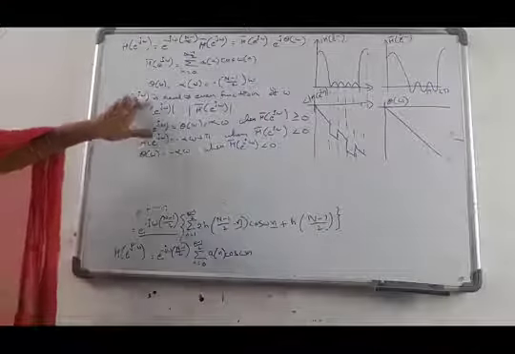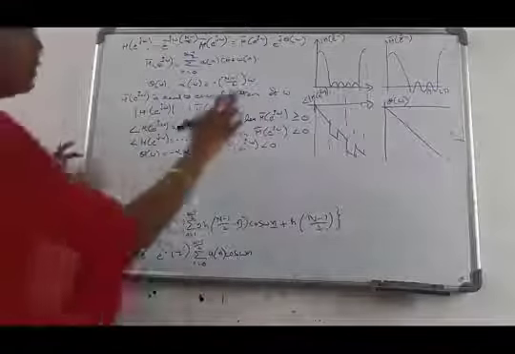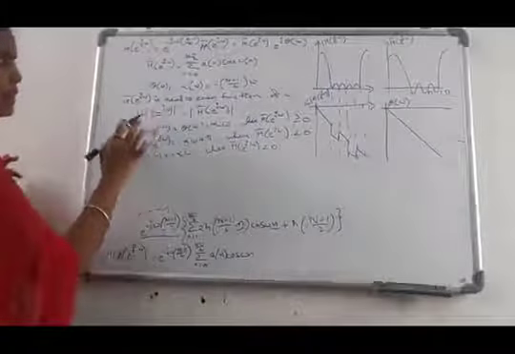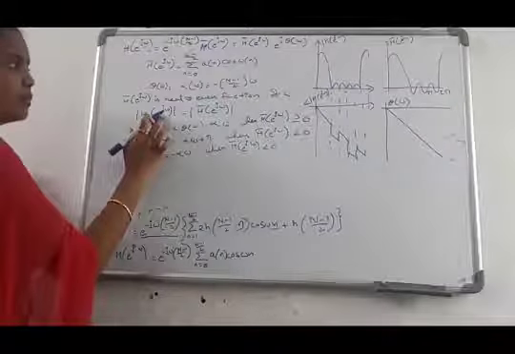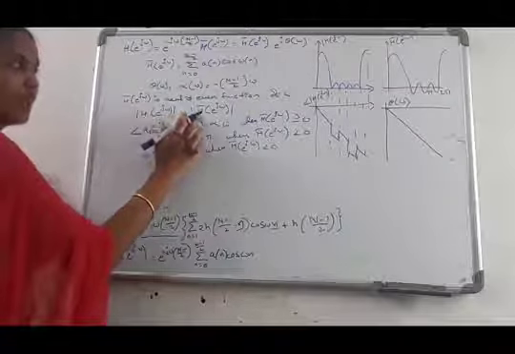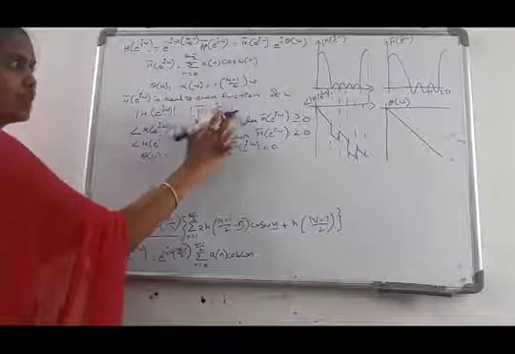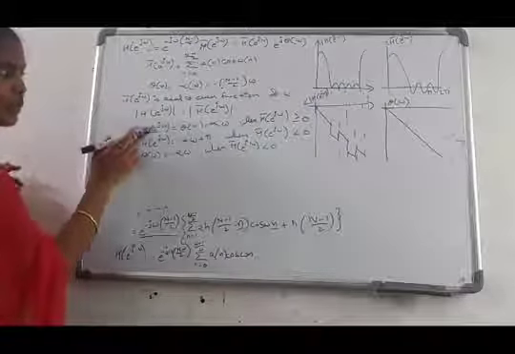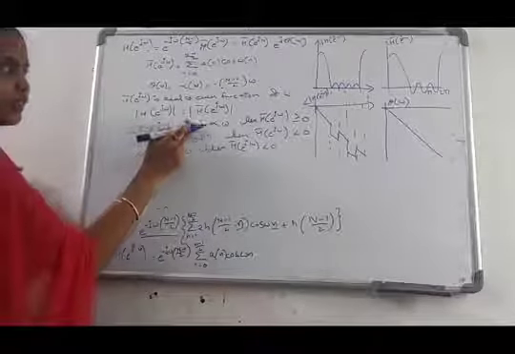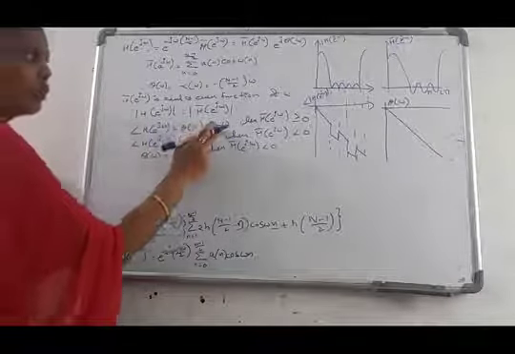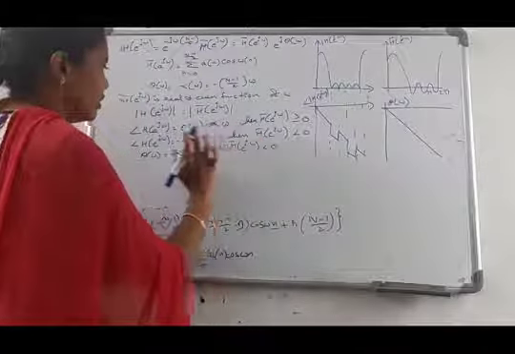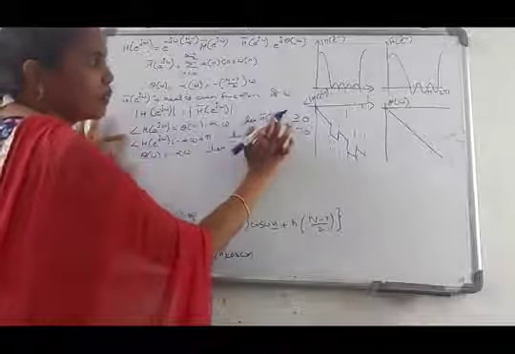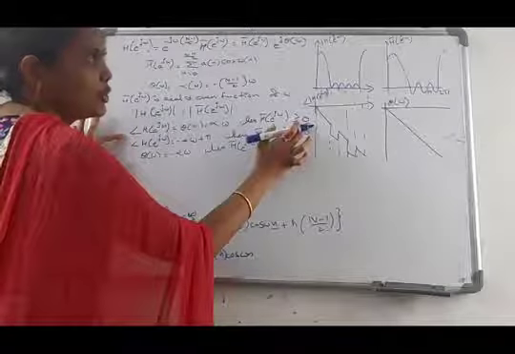Now h bar of e power j omega is a real and even function of omega. Now this is nothing but the magnitude of h of e power j omega, which is equal to the magnitude of h bar of e power j omega. Now the angle of h of e power j omega is theta of omega, which means minus alpha omega. When this condition is satisfied, then h bar of e power j omega is greater than or equal to 0.